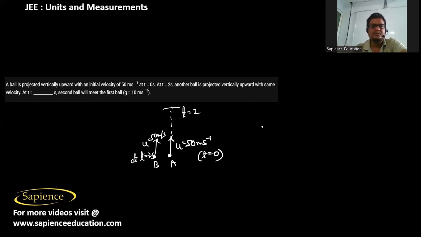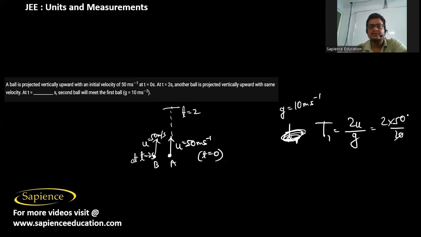So first we can find out, here g equal to 10 meter per second squared. Now we can find their time of flight. The time of flight of the first ball, let's say t1, will be equal to 2u by g. So that is 2 into 50 by 10, that is 10 seconds. It means it will reach the highest point at t equal to 5 seconds. Similarly, the second ball will reach the highest point at t equal to 7 seconds.